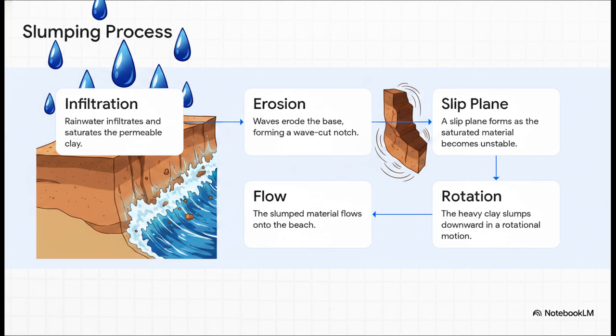This brings us to step 3. The whole thing becomes unstable, and a slip plane forms. Now, here's the absolute key to slumping. In step 4, all that heavy clay slides downward in a rotational motion. It actually moves along a curved slip plane. Finally, step 5, that slumped material just flows right out onto the beach.